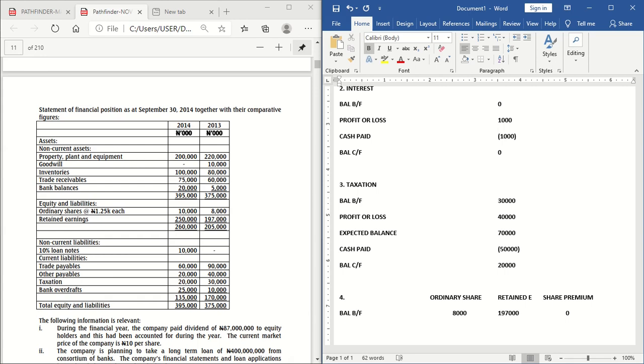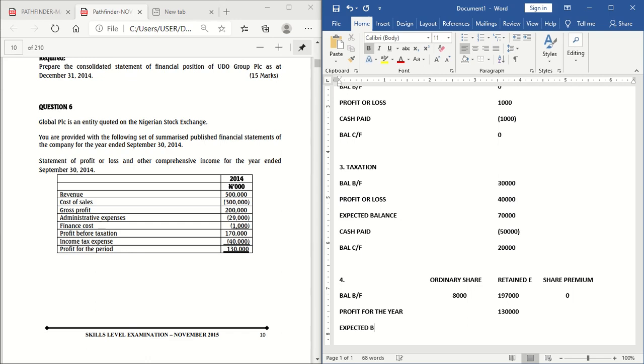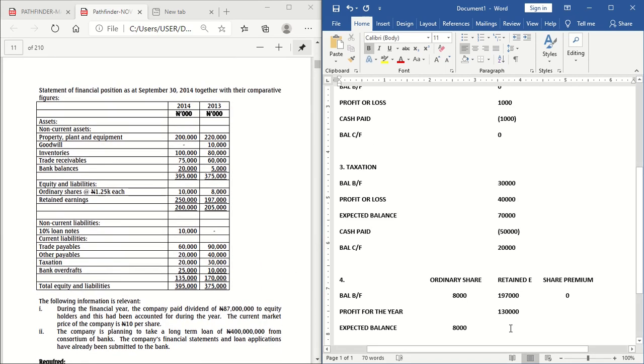Now don't forget, any profit you made for the year will be taken to retained earnings, right? So my profit for the year, go to your statement of profit or loss. What's your profit for the year? Our profit for the year is given as 130,000. Where do we take it to? Retained earnings. So at the end of the day, if I add these two together, let me open my calculator: 197,000 plus 130,000 should definitely give me 327,000. So in that case, I have 327,000.